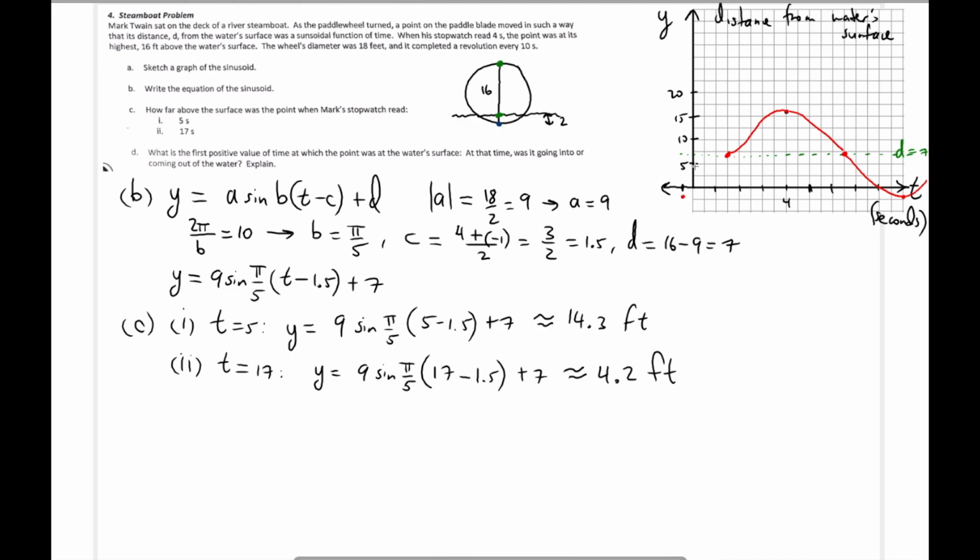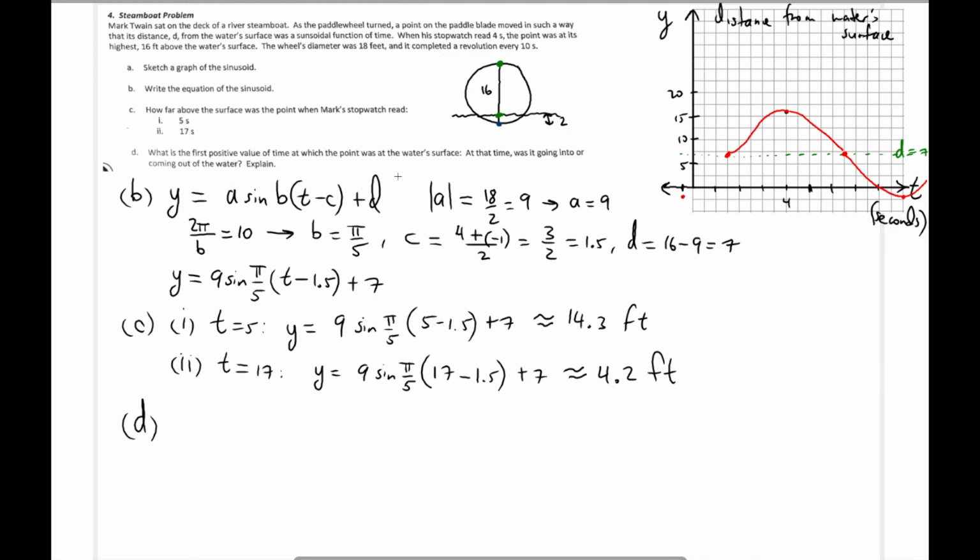Notice that it's below 5, right? This point is below 5 as it should be, but it's above 2.5, right? So between 5 and 2.5, exactly where the ballpark of 4.2 lies, right? So it makes sense that our answer is correct. Okay, so now the last part, part D, what does it say? It says, what is the first positive value of time at which the point was at the water surface? At that time, was it going into or coming out of the water? And explain.